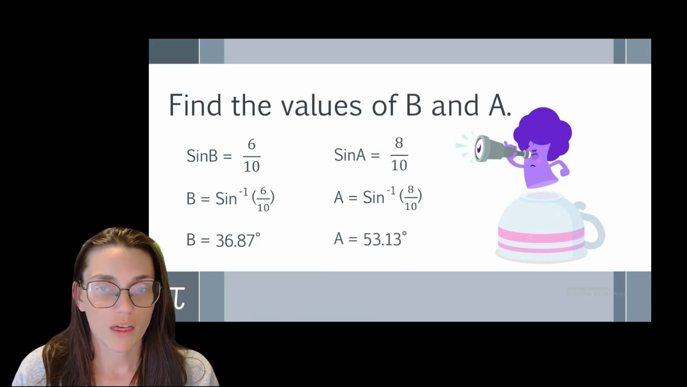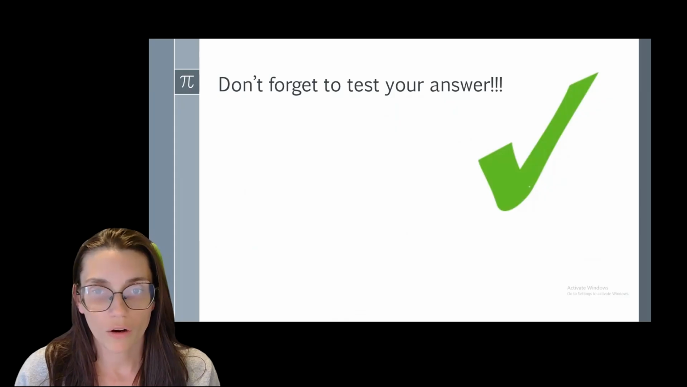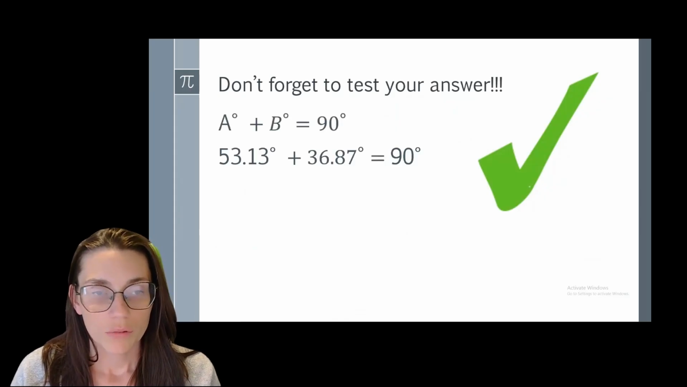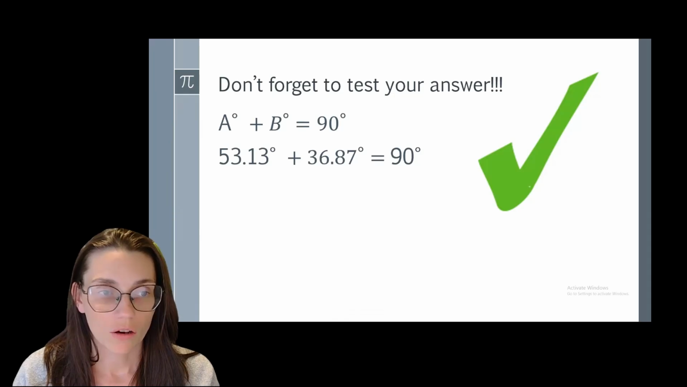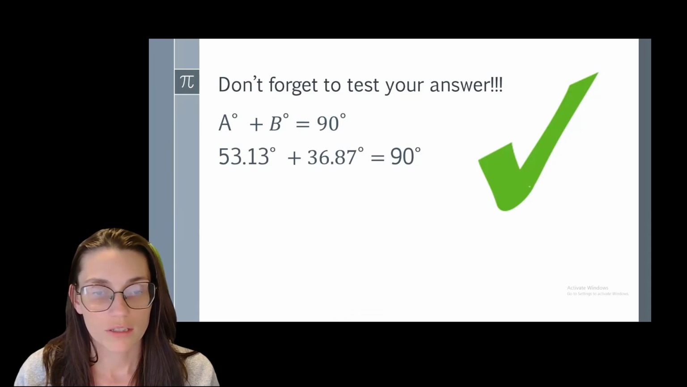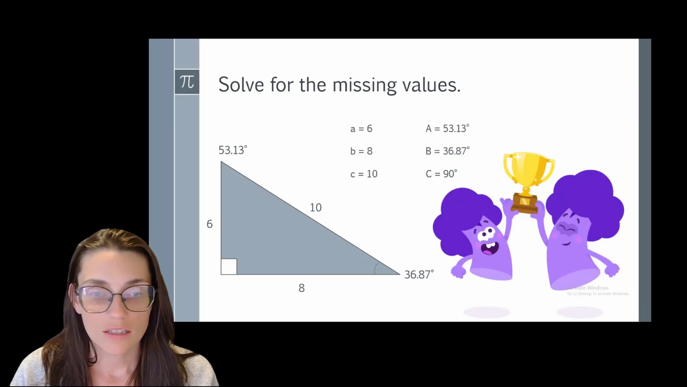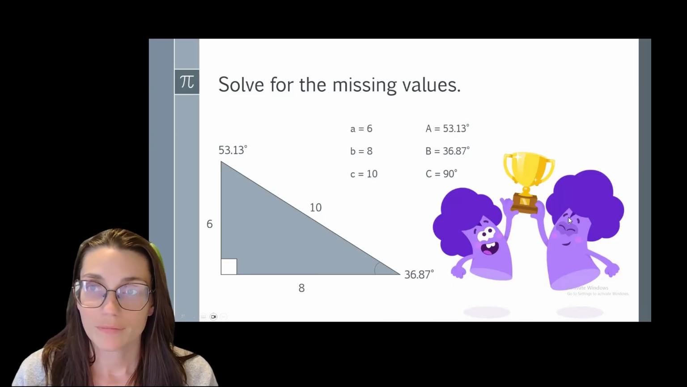Now, something really important with every math problem is to check our work. So we know that A degrees plus B degrees should equal 90 degrees. The values that we got for A and B are 53.13 degrees plus 36.87 degrees, and that does equal 90 degrees. So our check worked. Now we have all of the values that we were missing, and this triangle is solved.